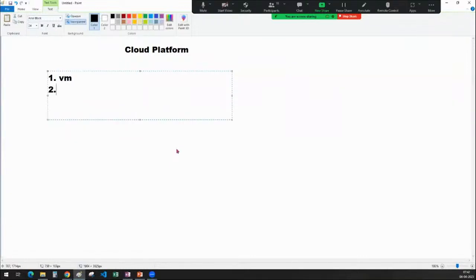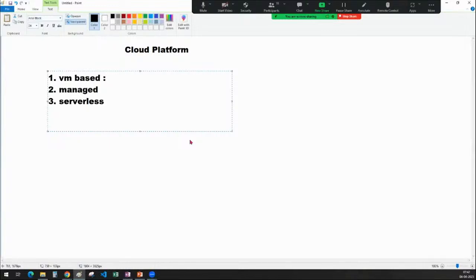Second one is managed instance, and third one is serverless. Okay, sir, VM based. People call it as a VM based. Okay, these are the three categories.